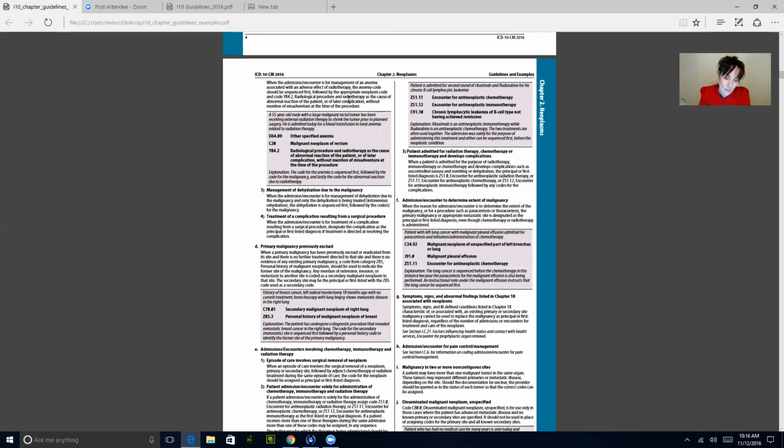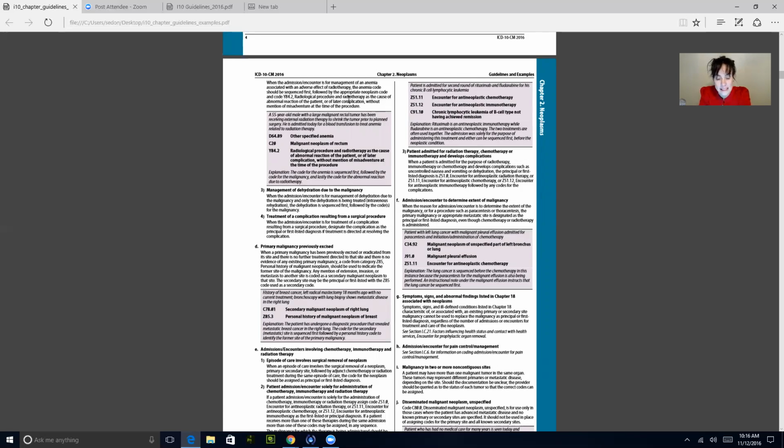So in this example, we have a 55-year-old male with a large malignant rectal tumor. They have been receiving external radiation therapy to shrink the tumor prior to planned surgery. He's admitted today for a blood transfusion to treat anemia related to radiation therapy.